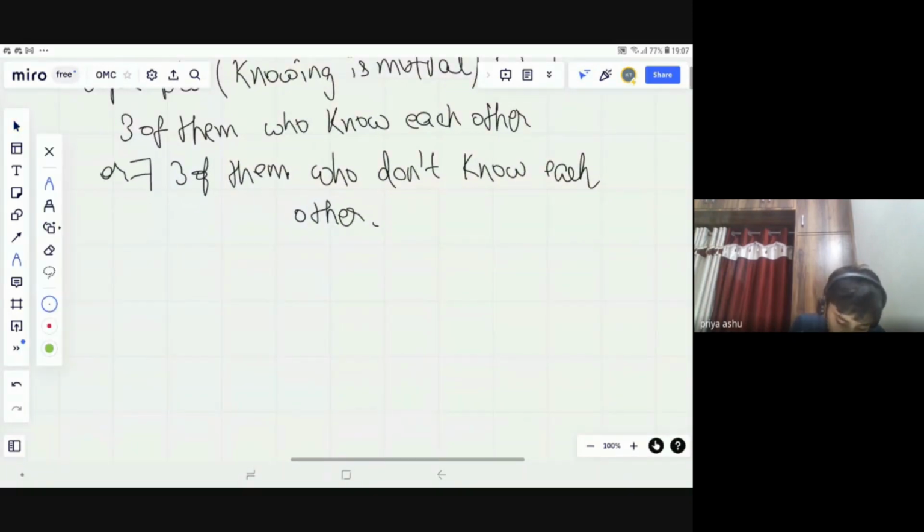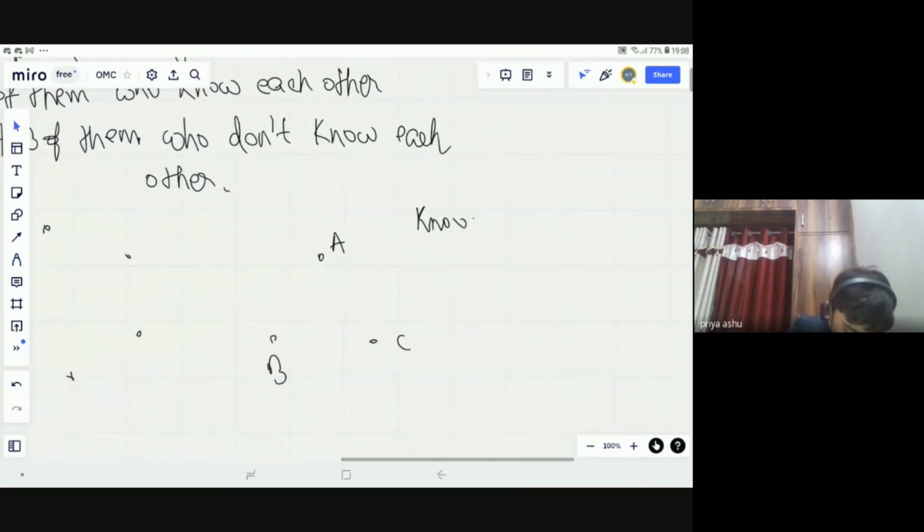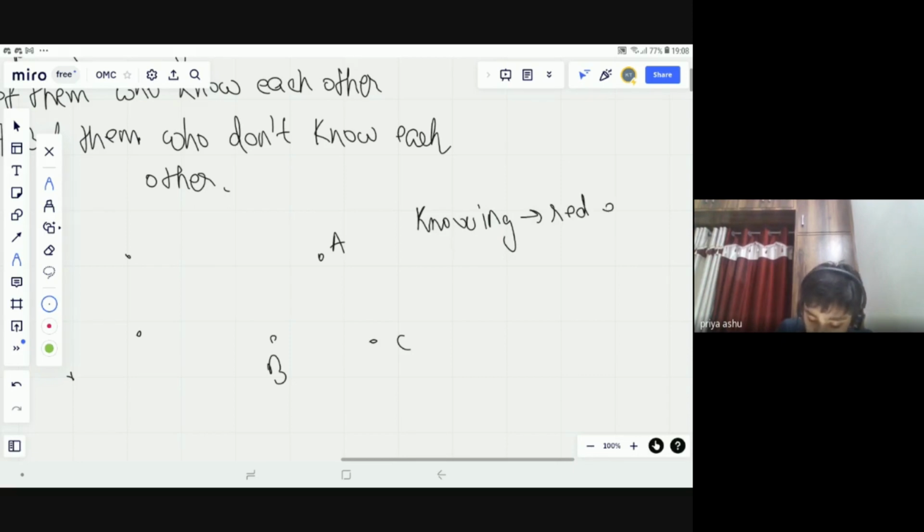So we represent the six people by six vertices of a graph. What we want to prove is that we have three people A, B, C, and each of them knows the other two. We will depict knowing by a red edge and not knowing by a blue edge. We can do it just with edges because we are assuming that knowing is a mutual relationship, so we don't need to go to directed edges.